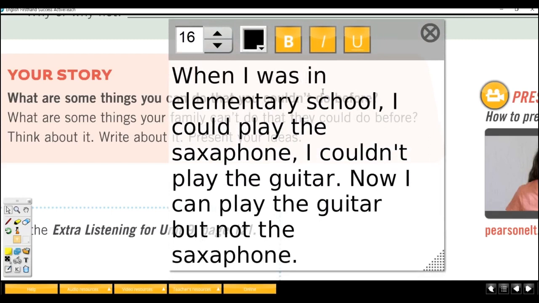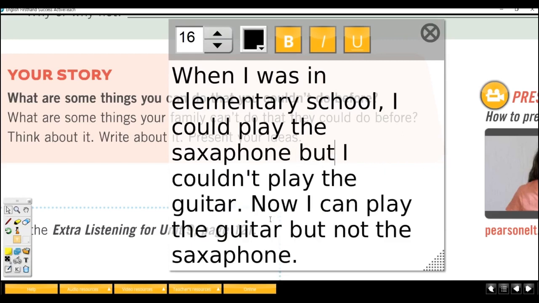Okay, for me, when I was in elementary school, I could play the saxophone and I couldn't play the guitar. Now, I can play the guitar, but not the saxophone. 초등학생 때 saxophone 칠 수 있었어요. I could play the saxophone, but 근데 기타를 못했었어요. And now I can play the guitar, but not the saxophone. That's just talking about me. I'll give you another idea.